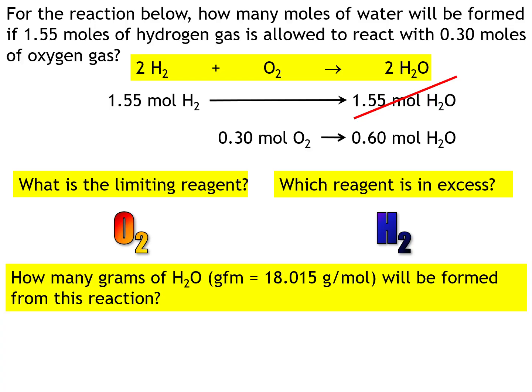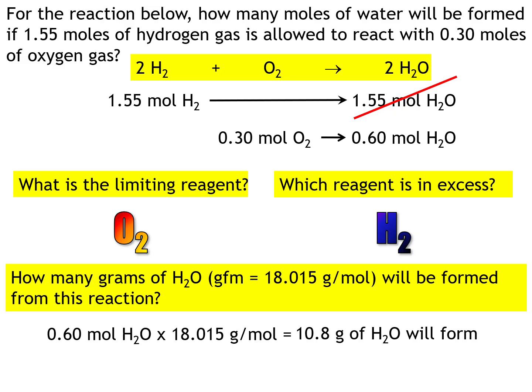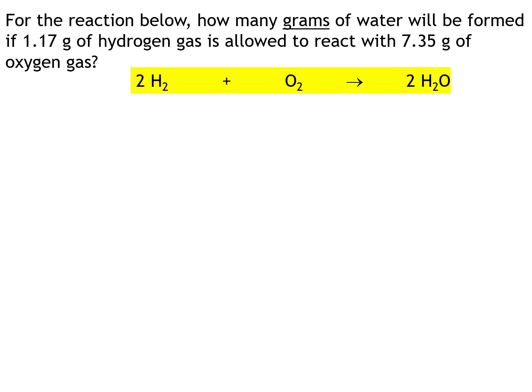Now that we know which one is the limiting reagent, we know how many moles we're actually going to make. We can now figure out how many grams of water we can make, because you can't do anything directly with moles. So it'll be 0.6 moles of water times its molar mass, and you get that 10.8 grams of water will actually form.